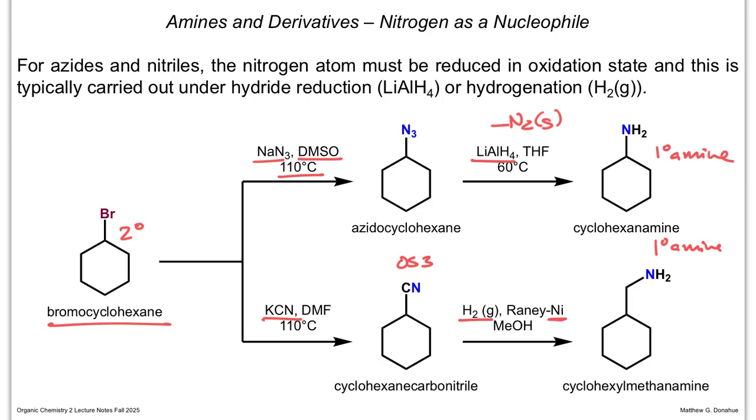So kind of the take-home message is if you see CH2 and then NH2, if we think backwards, we can say that that part comes from cyanide and then a reduction.